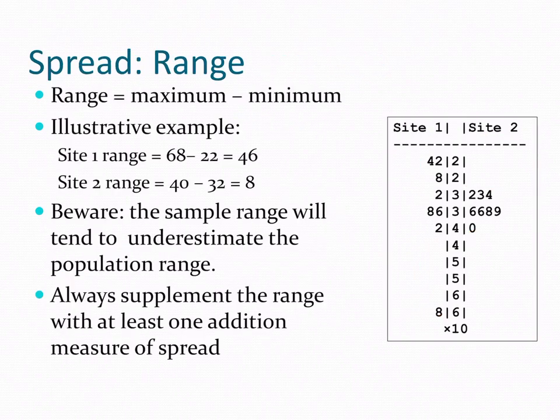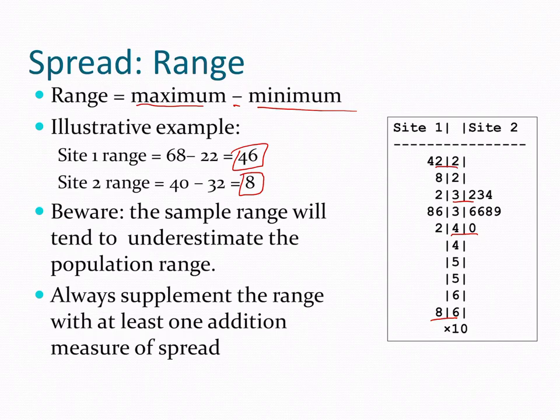So when we talk about spread, we're going to talk specifically about range. Range is going to be the maximum minus the minimum. An illustrated example of this with our sites: if we take site 1, we have our range of 22 to 68, so a range of 46. Site 2 has a range of 32 to 40, so 40 minus 32 is 8. This would be the range for each site.